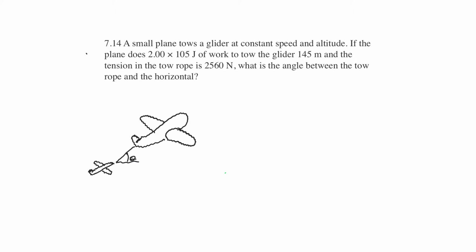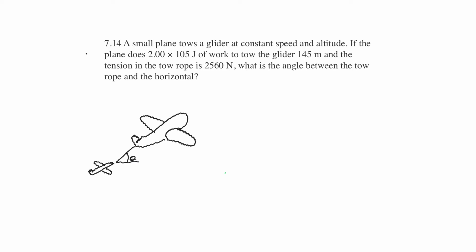A small plane tows a glider at a constant speed and altitude. If the plane does 2.00 times 10 to the fifth joules of work to tow the glider 145 meters, and the tension of the tow rope is 2560 newtons, what's the angle between the tow rope and the horizontal?